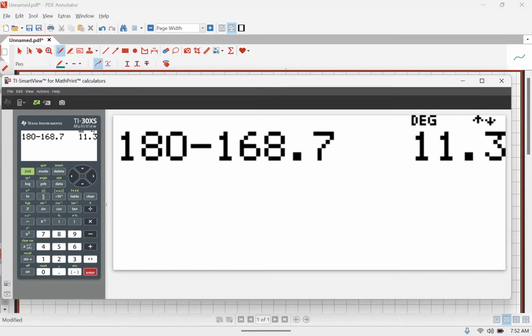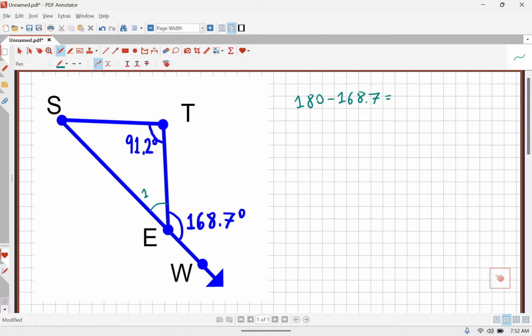That means that's got to be 11.3 degrees right here. So we would say the measure of angle SET is equal to 11.3 degrees. How many of us were able to get that without too much trouble? Awesome. Now that we have that, how would you best find the measure of angle S?